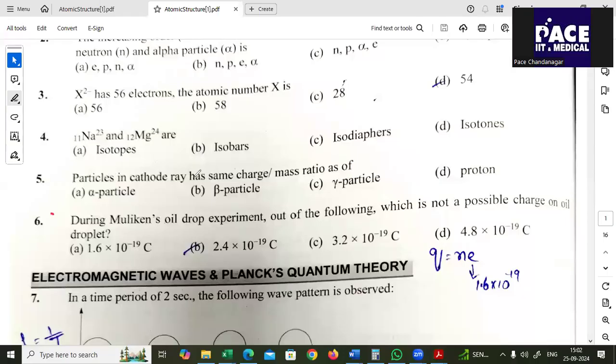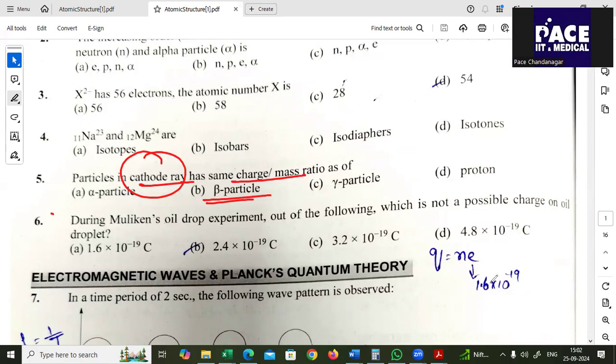Now, the particle in cathode ray has the same charge by mass ratio as the particle of what? As the beta particle, I would say. Cathode ray is nothing but electron, and beta particle is an electron coming out of the nucleus.